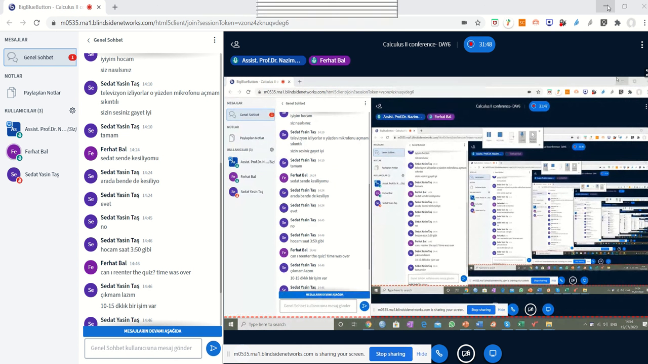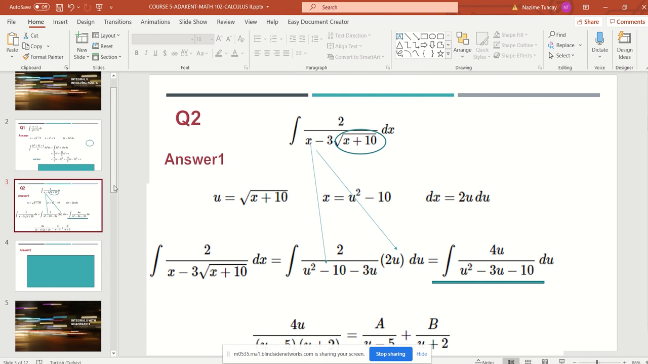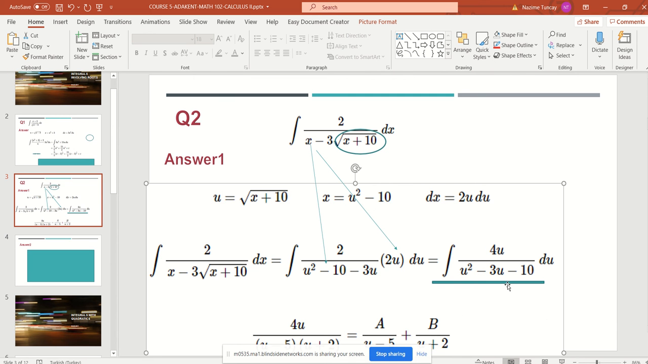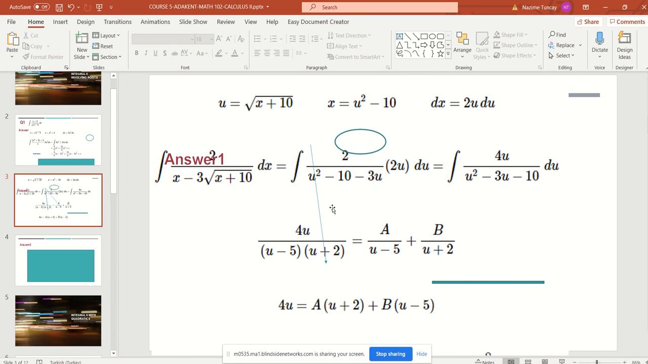Okay, so let us continue from here. What I have here is 4u, and this is in fact the roots of u square minus 3u minus 10. The roots are minus 5 and minus 2. You remember how you find the roots here?